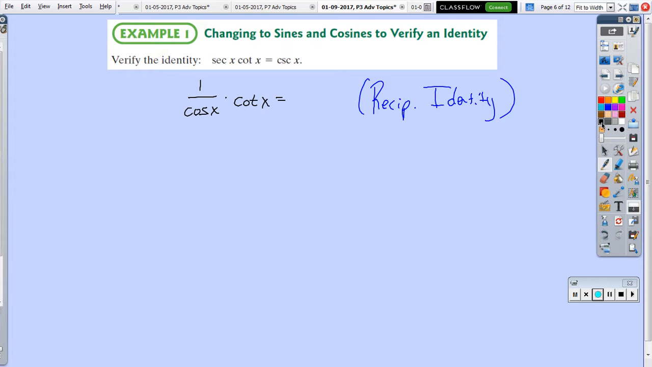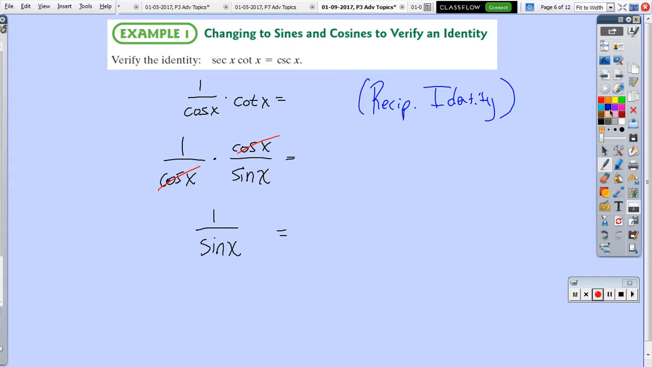Is there a way to write cotangent of x in terms of sine and cosine? Yes, cotangent of x is cosine of x over sine of x. Good. And so clearly we can see that this does simplify to 1 and 1. So we are left with 1 over the sine of x.